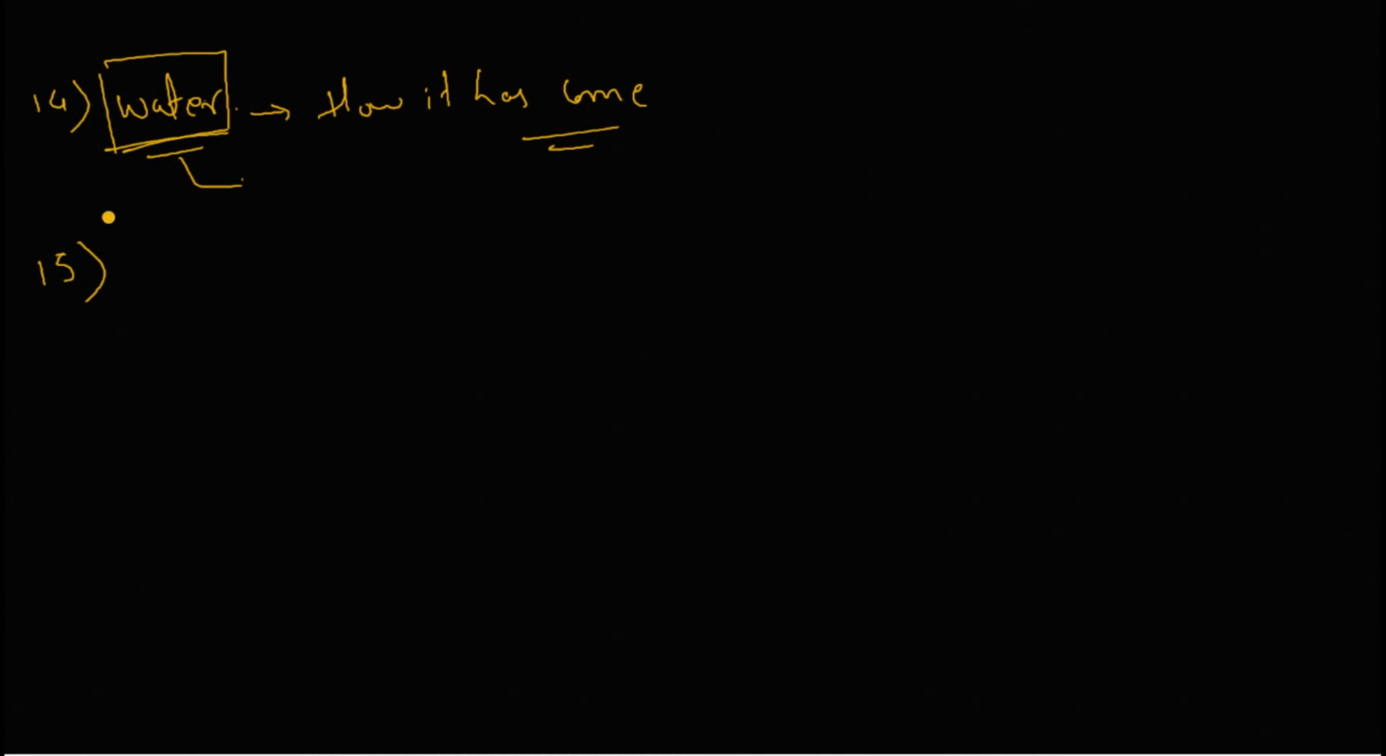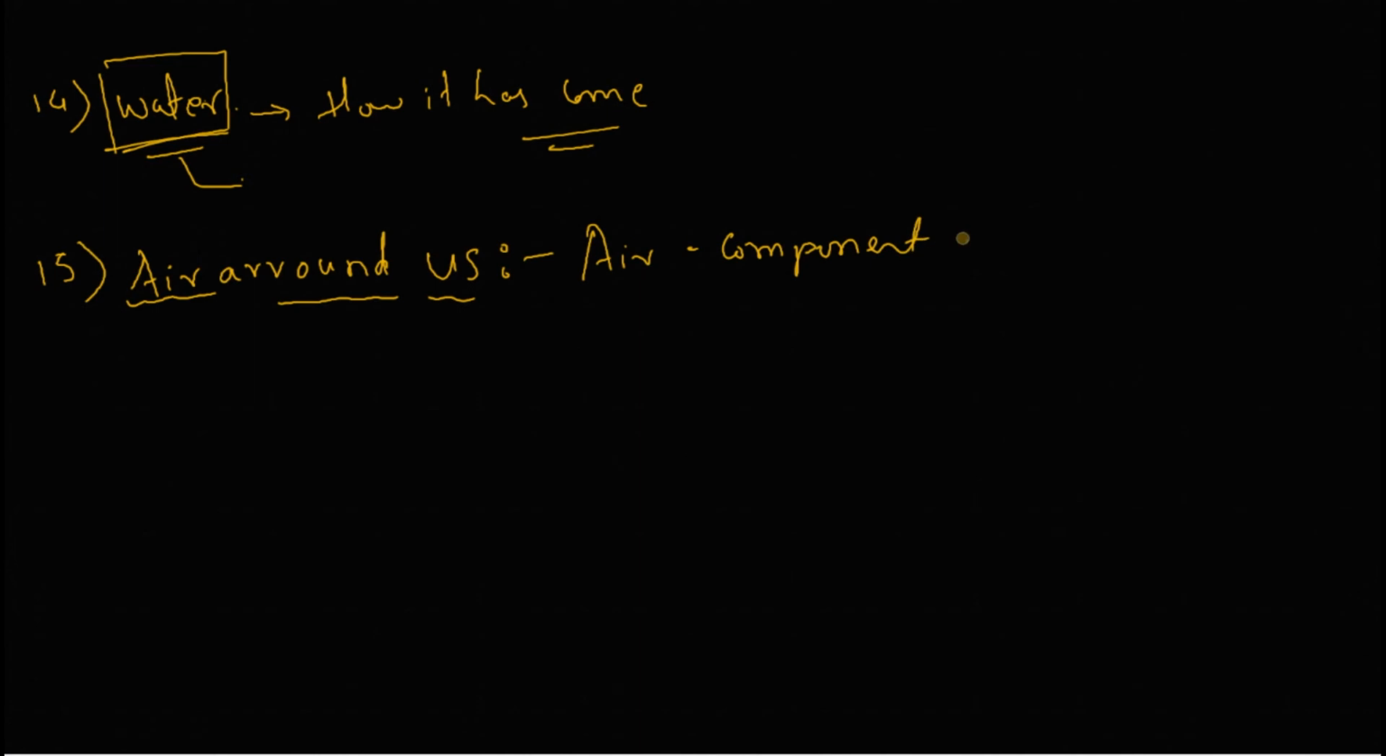Coming to the next chapter, 15, that is air around us. What do you mean by air around us? What is air? How many components are there in the air? Components in the air, and how it is important to us, we are going to discuss.